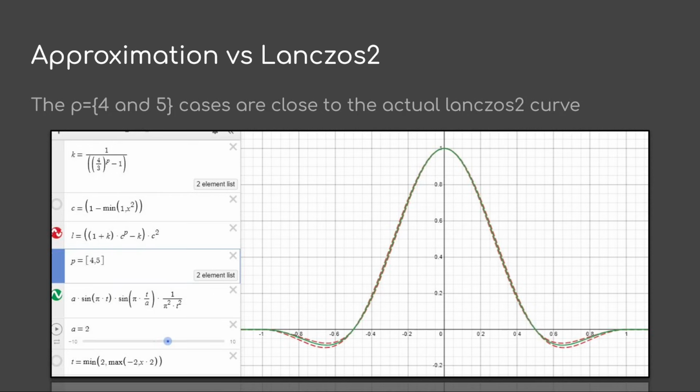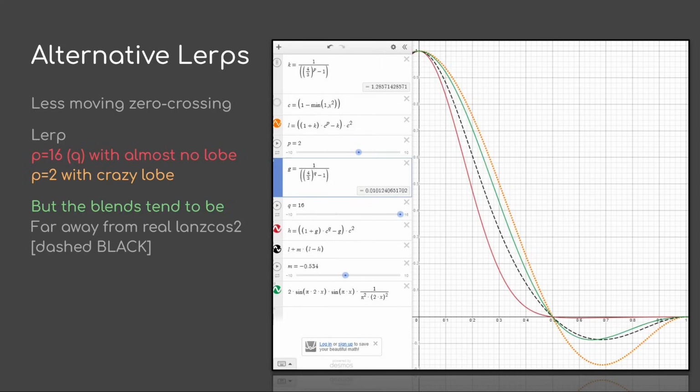Now we're looking at this approximation versus the real Lanczos 2. You notice that P equals 4 and P equals 5, those cases basically wrap the actual Lanczos 2 curve. There are some alternatives you can do with the lerping between two functions. You can use different P terms for the two functions that you're lerping between.